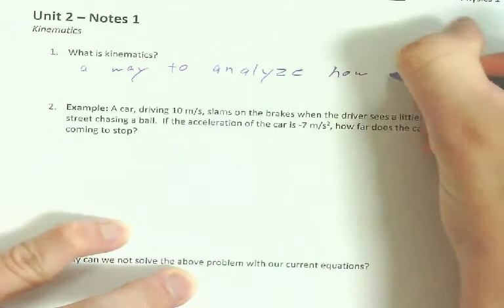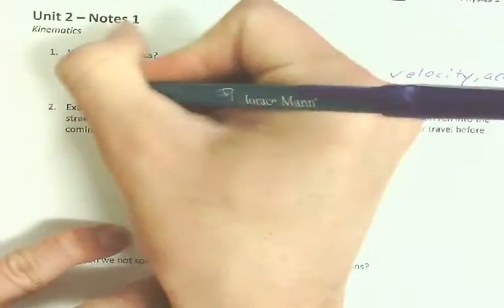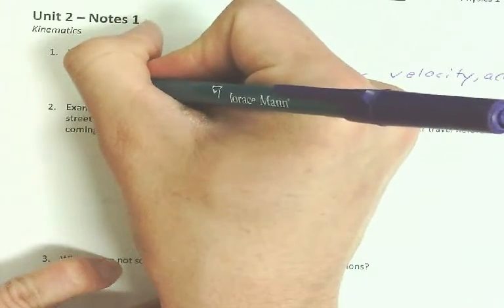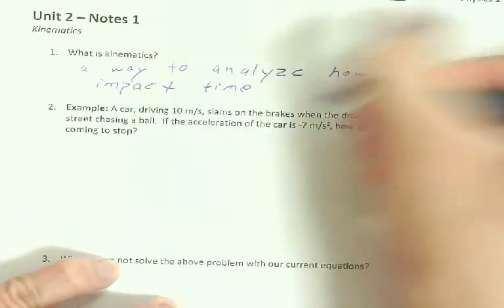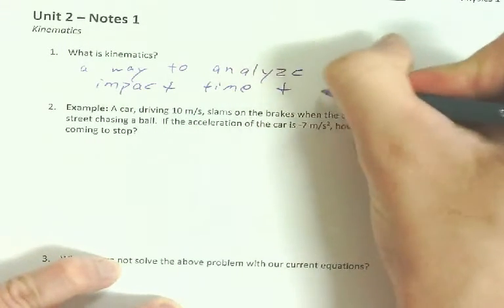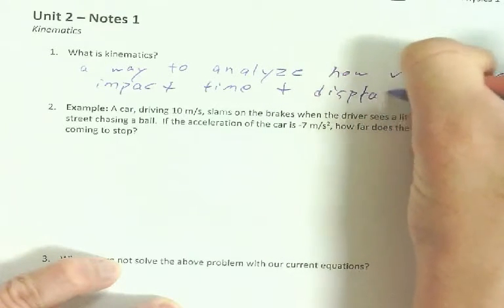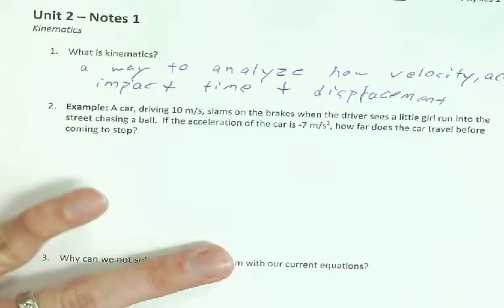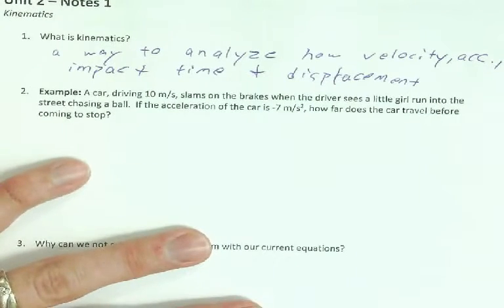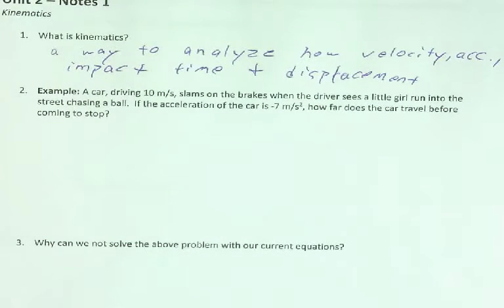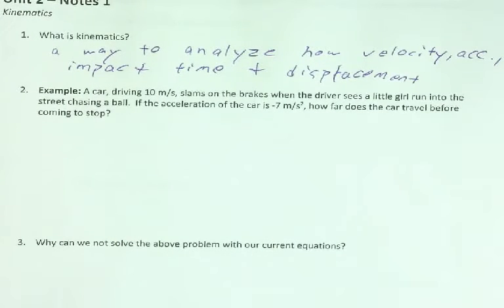So kinematics is a way to analyze how velocity and acceleration impact time and displacement. Apologize for my poor English. Okay, and we've kind of seen that a little bit, but you're going to see in this example that we don't quite have enough at this point to do this effectively.